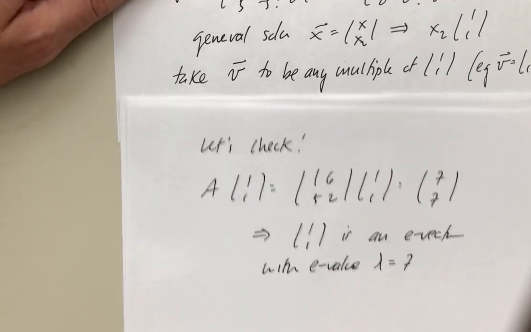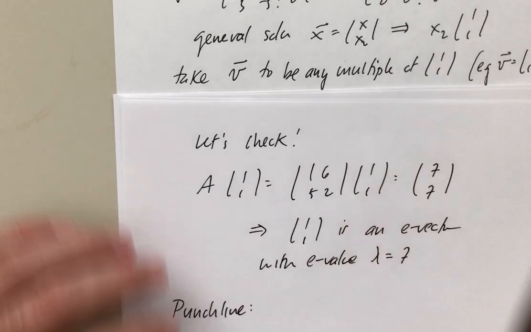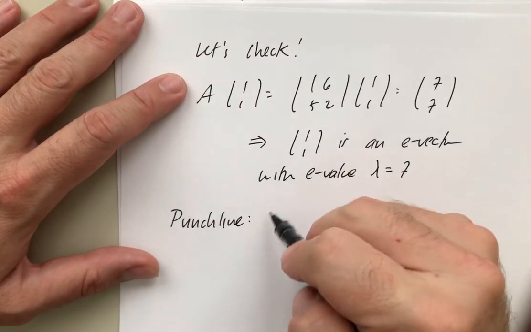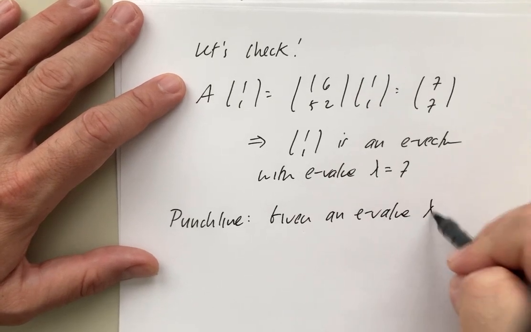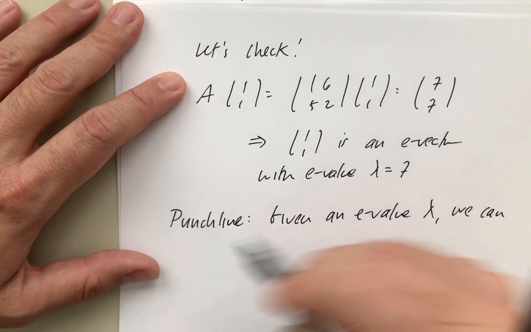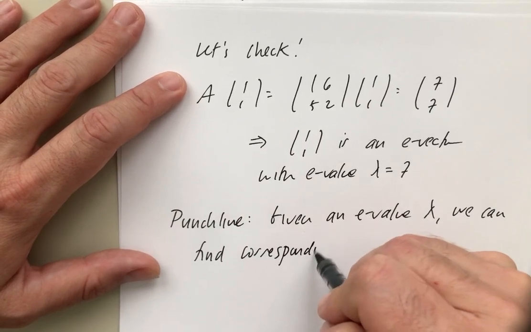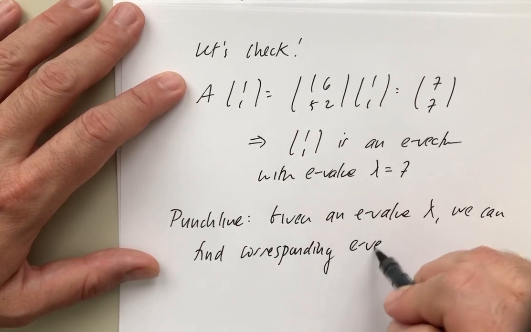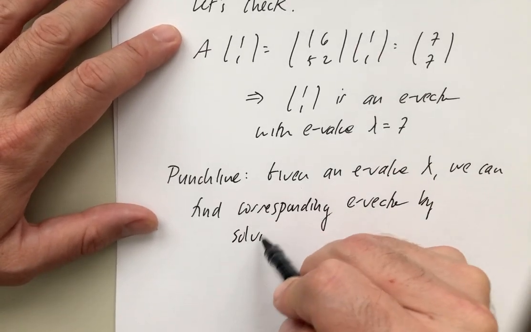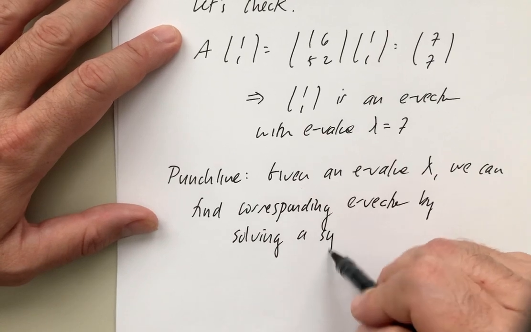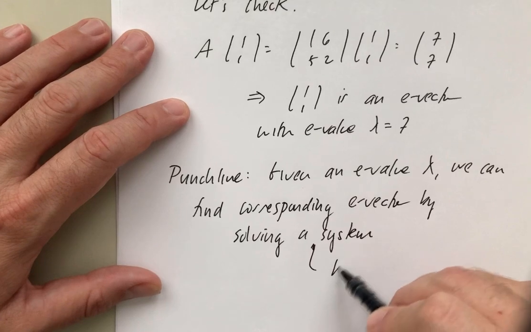So again, the punchline here is that if I'm given an eigenvalue lambda, we can find a corresponding eigenvector by the usual story, solving a system. This is something that reduces to just solving a system. In fact, this is a homogeneous system.